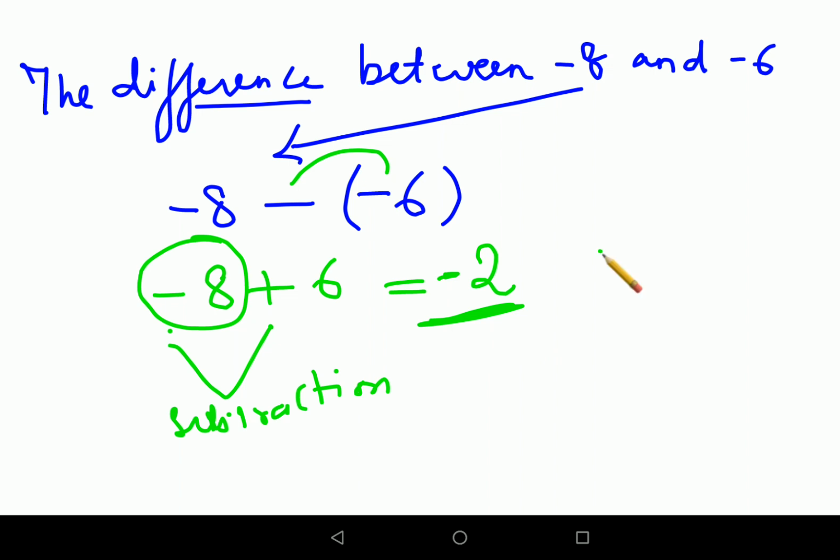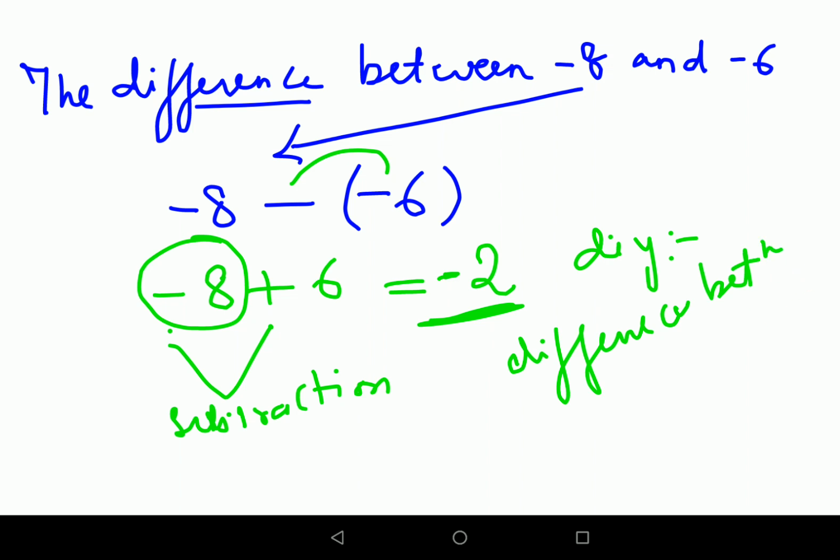So now for your DIY, please tell me what will be the difference between minus 3 and 9. Please tell me what is the final answer for this one.